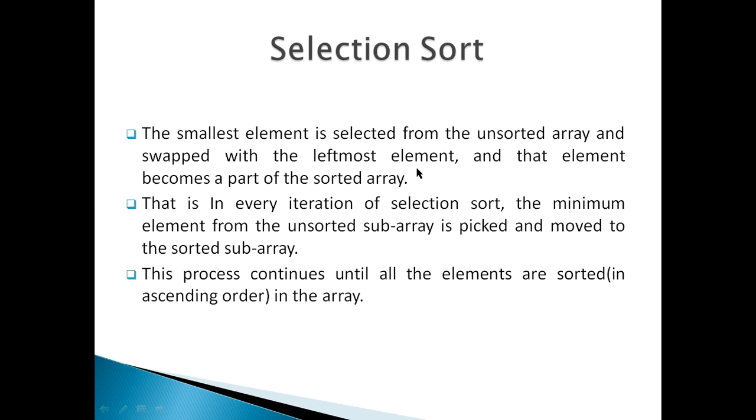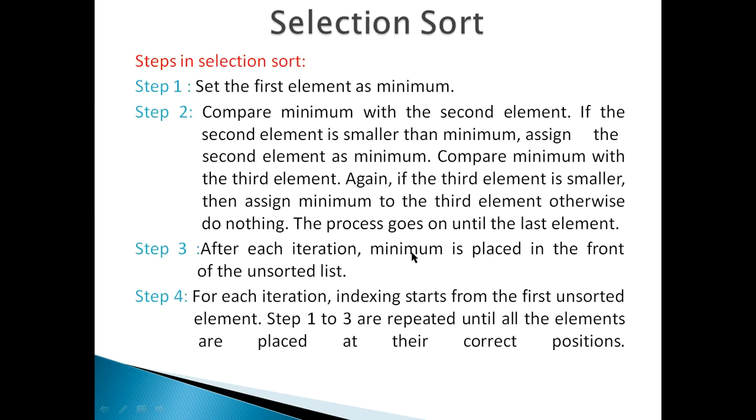Where do we have the sorted part? We will have it at the left side. So there we will put the smallest element at the leftmost, and that itself becomes part of our sorted array. In every iteration of selection sort, we get the minimum element from the unsorted subarray and move it to the sorted subarray. This process continues until all the elements are sorted in ascending order. So these are the steps which we have in selection sort.